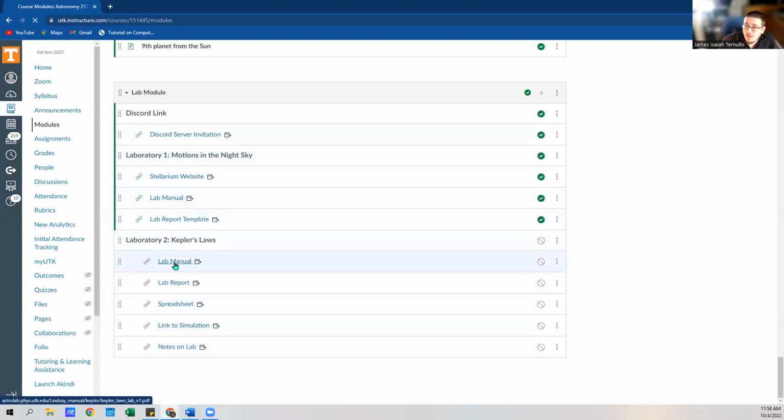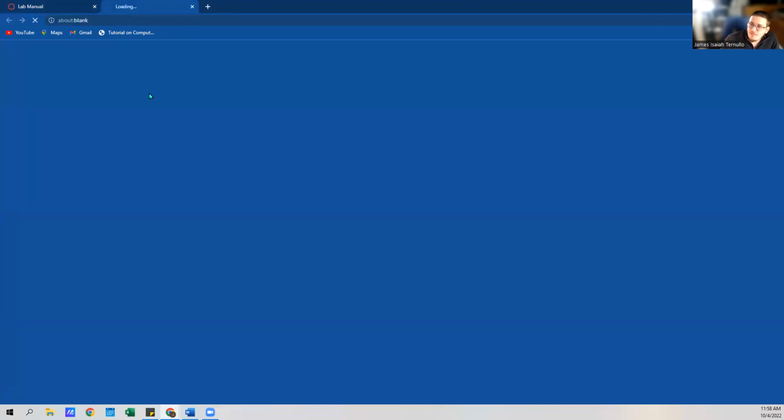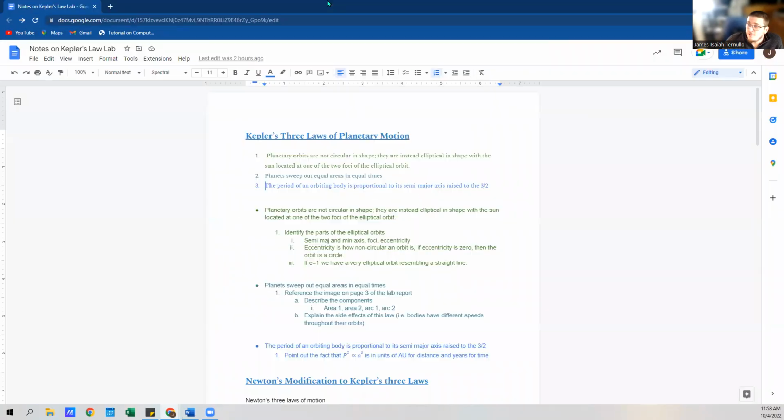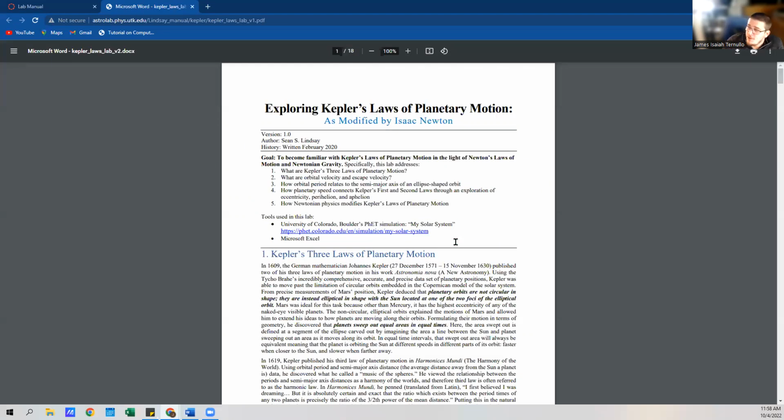So you guys will click on the lab manual, open it up, and you'll see that you have a decent document here that will walk you through every activity. I'm also going to walk you through it, but you have not only this, but you'll have my notes that I have here. As you can see, I've marked out things that I thought were important. So what we're going to do next is identify the parts of the elliptical orbits within the lab manual.